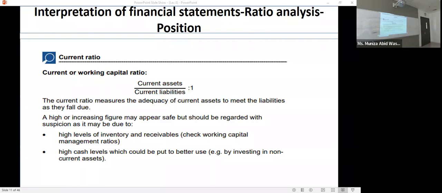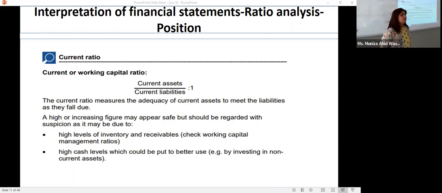Now, students, we are going to start discussing the next portion of the ratios, that is position ratios. In order to analyze the position of a company at one particular date, we use these ratios. Under these ratios, we have the current ratio, quick ratio, inventory turnover period, payables payment period, and then we have the receivables collection period as well. In position ratios, the values which we are going to use are from the statement of financial position, which is also known as the balance sheet.